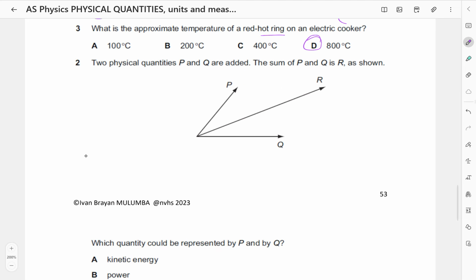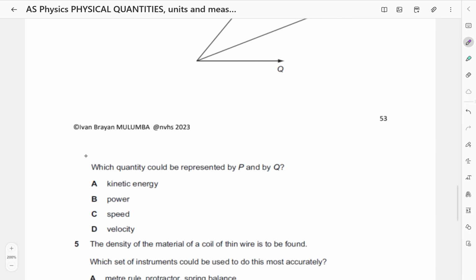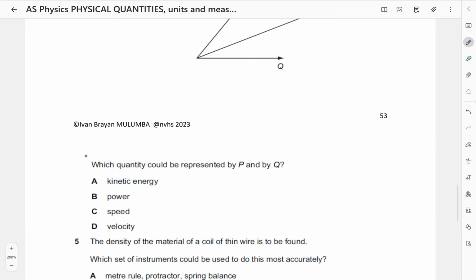Two physical quantities P and Q are added. The sum of P and Q is R as shown. Which quantity could be represented by P and Q?